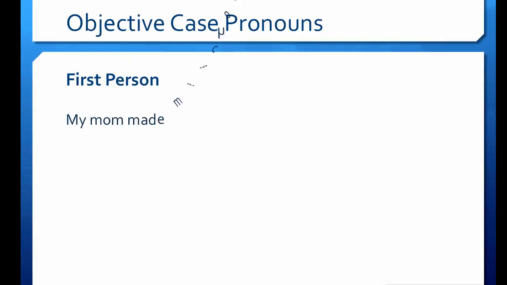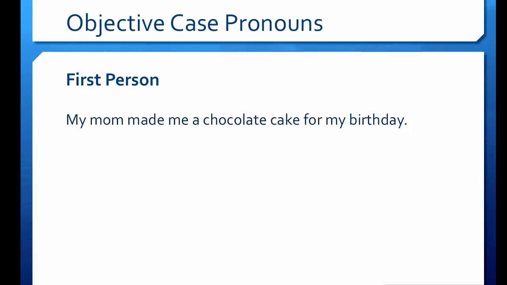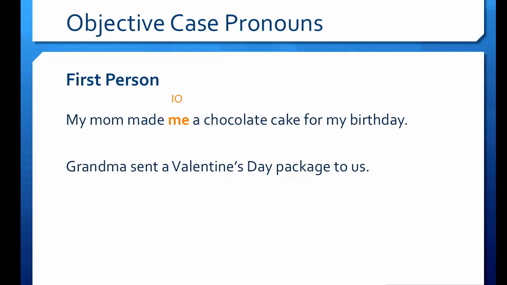Our examples using first person. My mom made me a chocolate cake for my birthday. Me is the correct form of the pronoun because it is functioning as an indirect object. Grandma sent a Valentine's Day package to us. I would use the objective case us here because it's functioning as the object of a preposition.